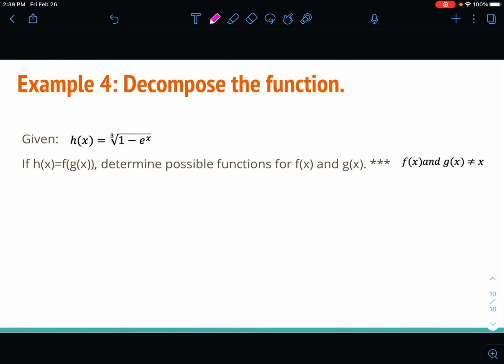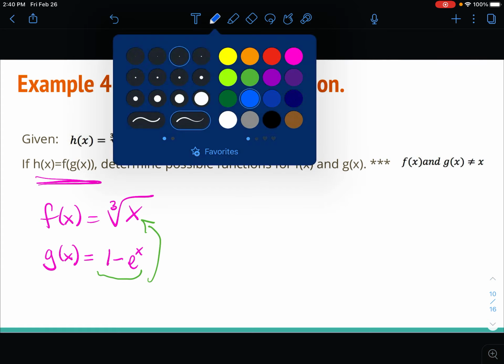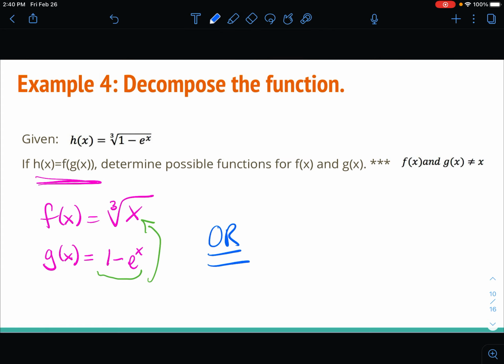Okay, let's take a look at a couple more of these decompositions. So this is h of x is the cube root of 1 minus e to the x. Same thing here. We know this is the definition. Let's think about what could the input be into the outer function. So the inner function could be 1 minus e to the x. And then the outer function could be the cube root of x. So again, we would say, does this make sense? We would take this and plug it in here for x, and yeah, that would give me the same thing we started with.